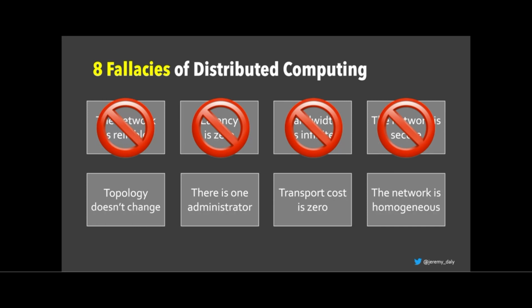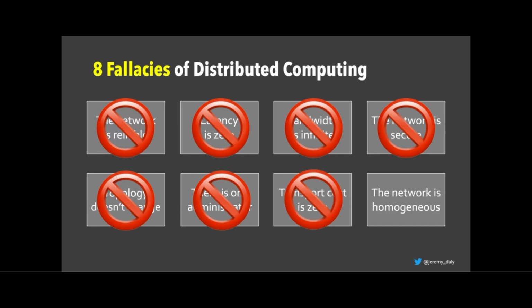The network is not secure. It may be secure when you generate something, but it's possible for someone else to put other packets on your network, so you can't always trust everything that is broadcast across your network. The topology of a network changes all the time. It reroutes based on latency and other factors. Something goes down, so you can never necessarily trust that something is always going to be in the same place. There's always more than one administrator. Transport cost is expensive, and the network is never the same, so you're always dealing with different things across that network.